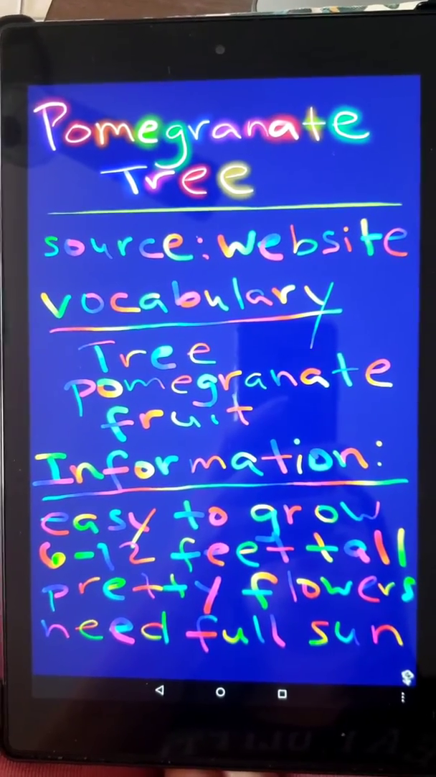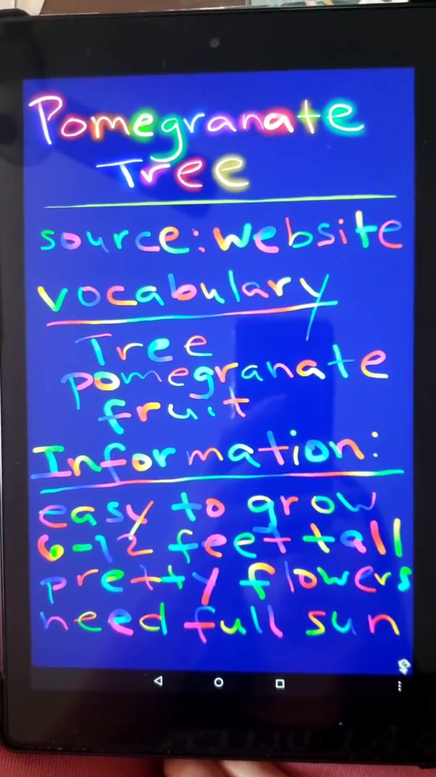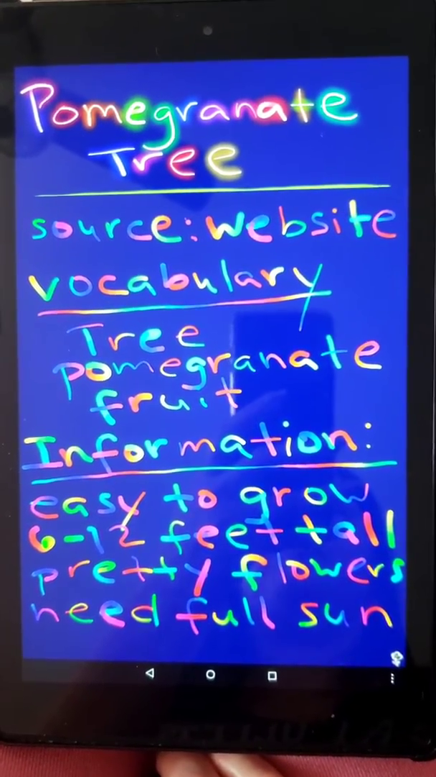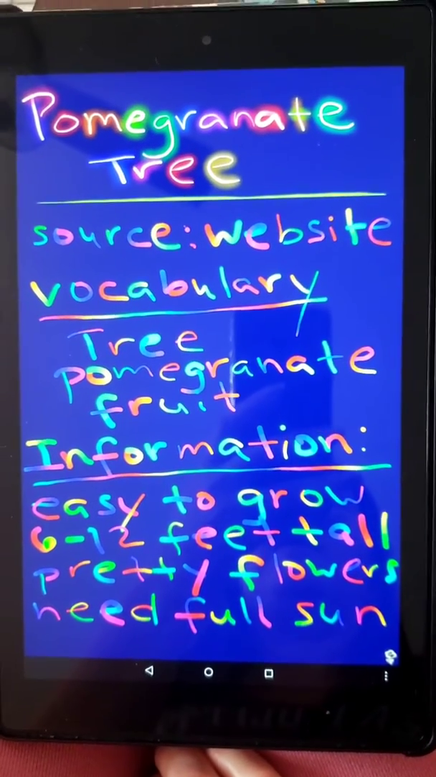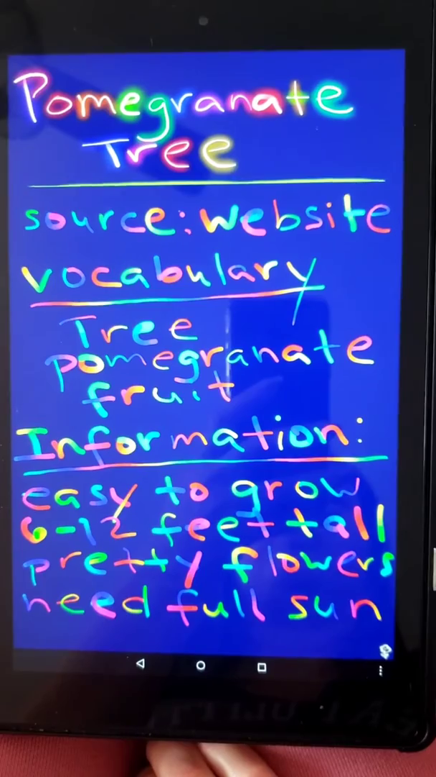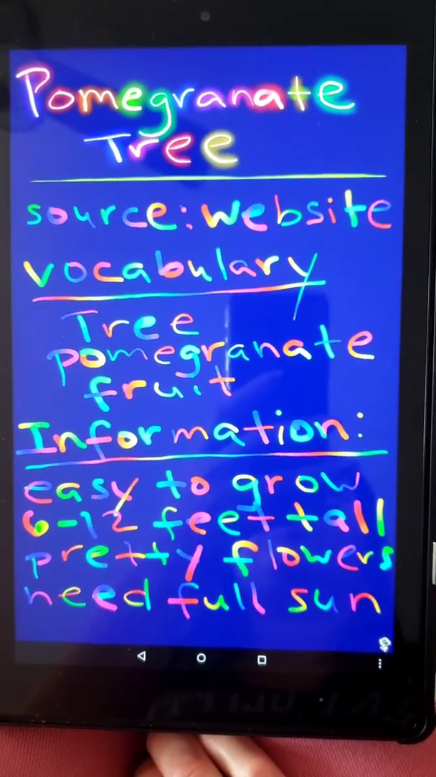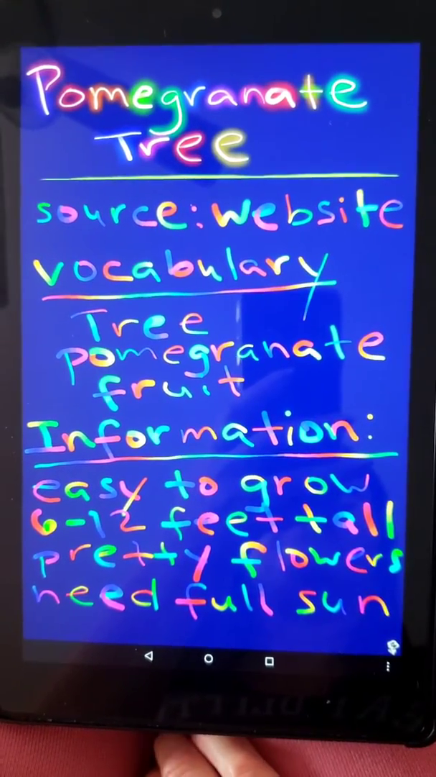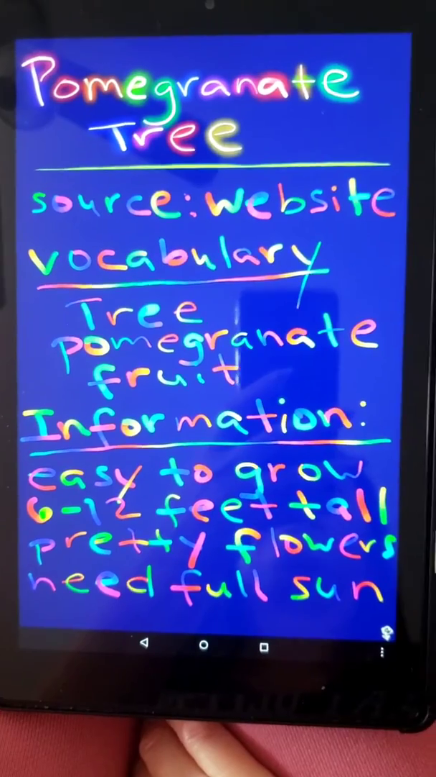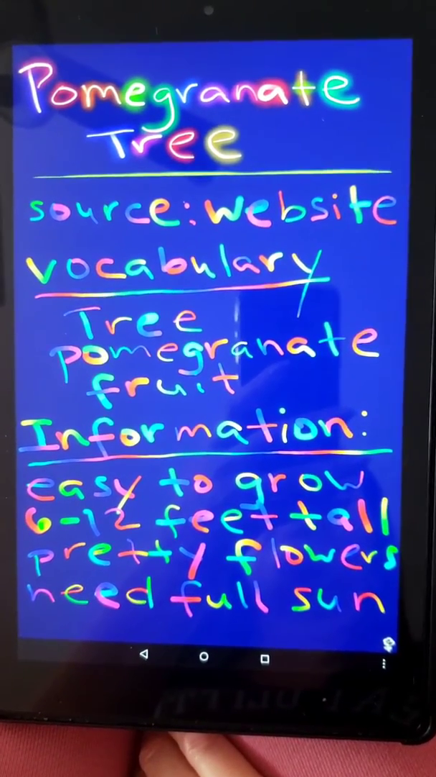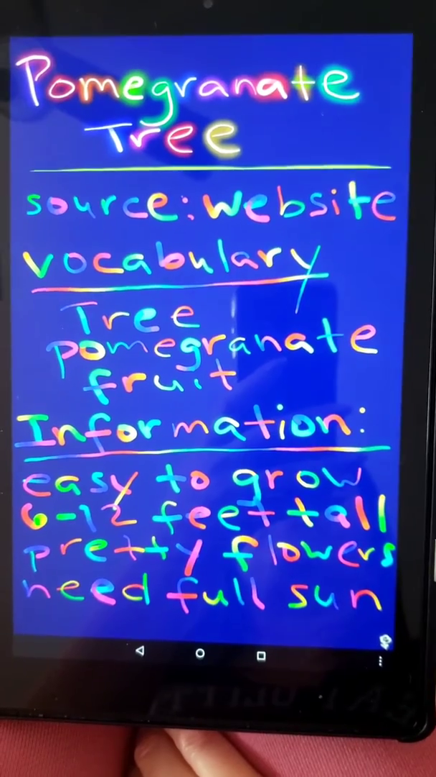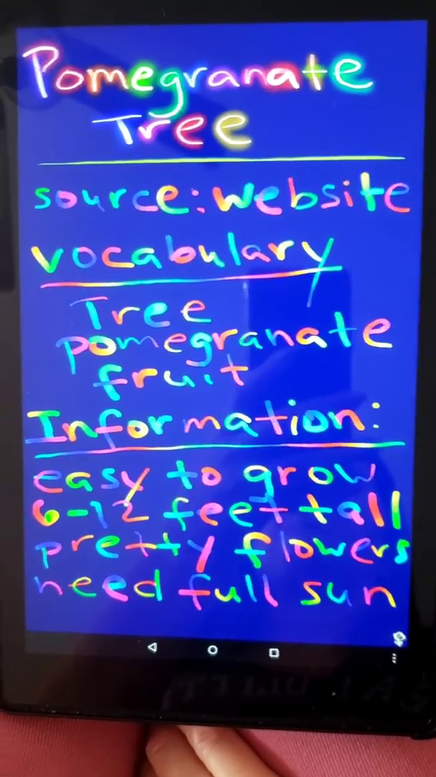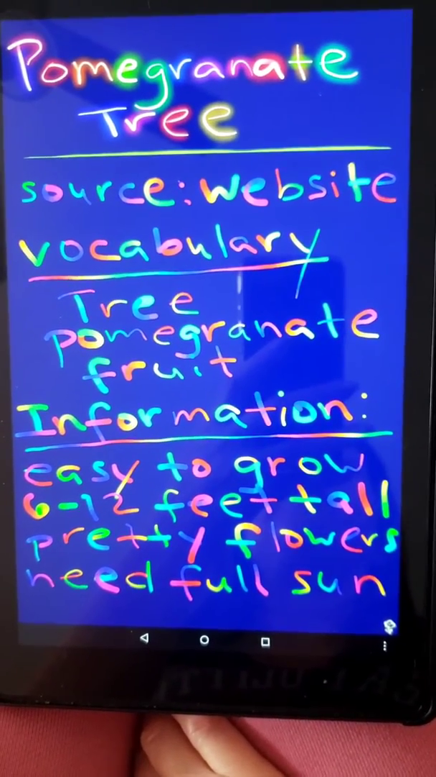When you are doing research, you have to document your information. So when you write your paper or whatever your research project is, you have that information available. Now, there's many different ways you could document your research. You could do it on a tablet like this. You could type it on the computer, or you could write it on a piece of paper like in a graphic organizer. I just did this to show you a quick way of documenting information. Now, if I was writing a paper on pomegranate trees, I would probably have a lot more information than this. This is just a sample.